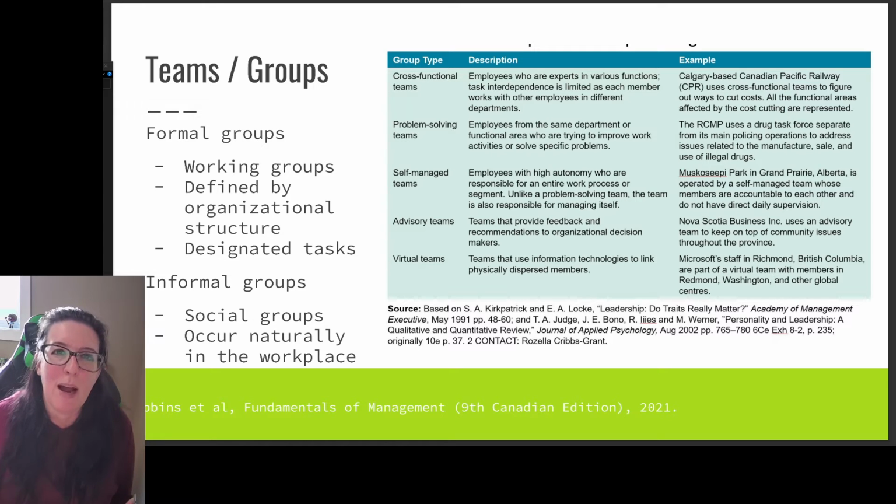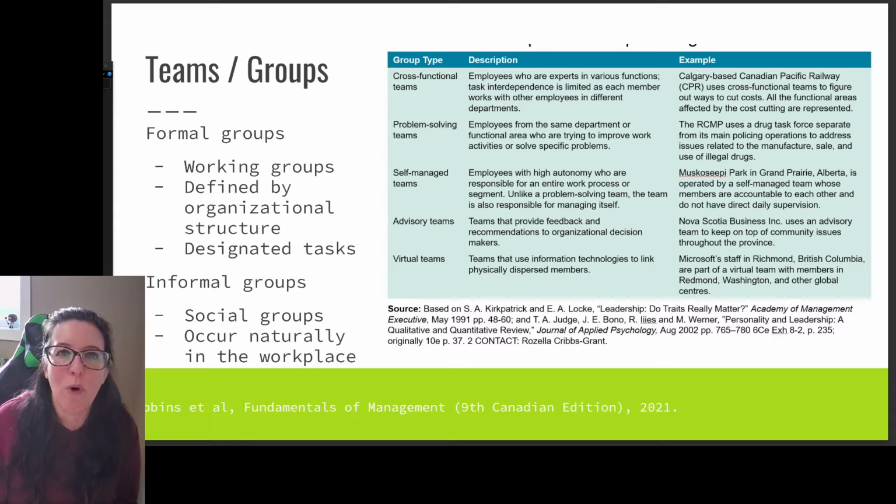So if we think back to the 6 elements of organizational structure, what were they? We had work specialization, so how much did we divide up the labor and the roles? We had departmentalization, how are we grouping people? We had chain of command, span of control, the level of centralization or decentralization, and then the amount of formalization, how much there was in terms of rules and procedures about what you can and can't do.